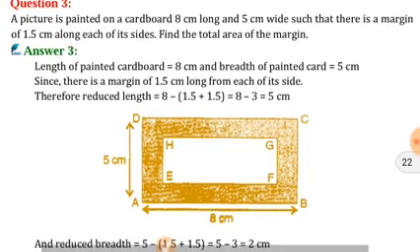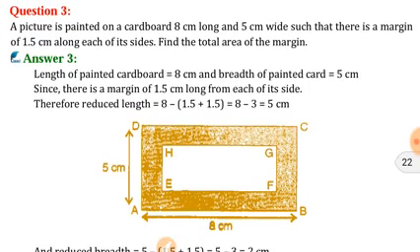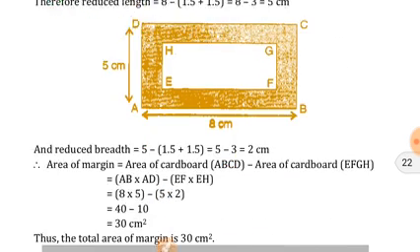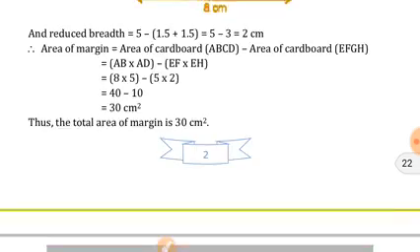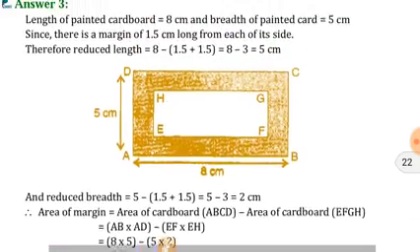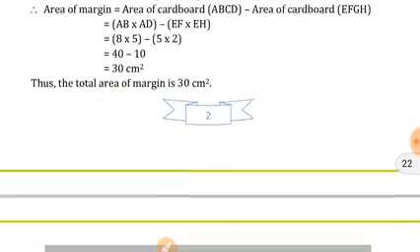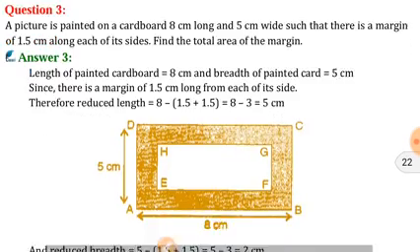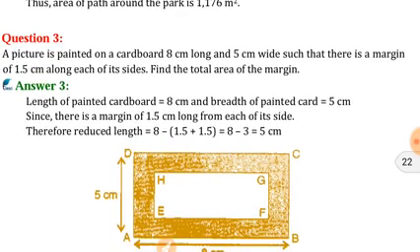Then a picture is painted on a cardboard 8 centimeter long and 5 centimeter wide, such that there is a margin of 1.5 centimeter on each side. Find the total area of the margin. It is the same as before, but it is a reverse process. Instead of the inner side, they have given the outside.